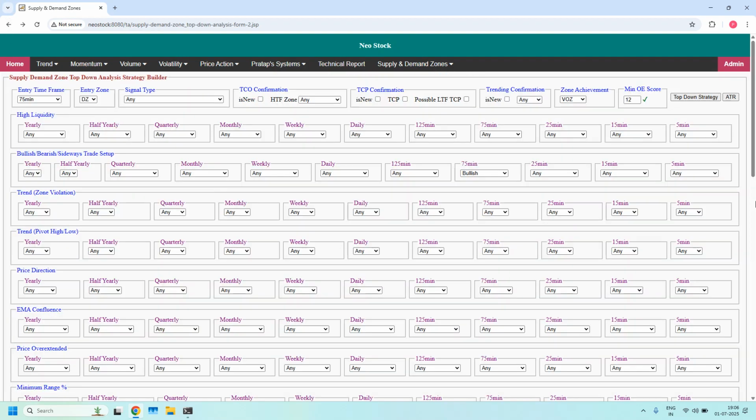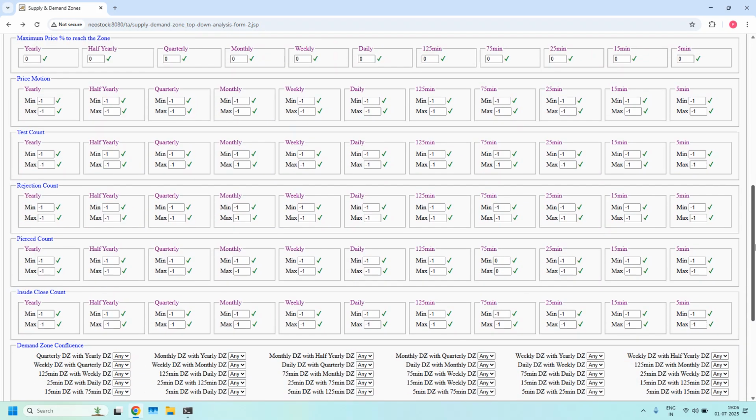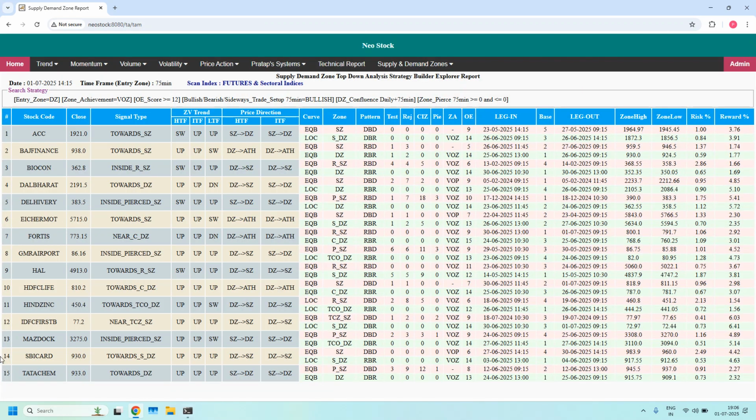First filter is 75 minutes and daily demand zone confluence, that is LTF and ITF demand zone confluence. I enabled the filter. After applying the filter on the 23 stocks, now the list has come down to 15 stocks. In all the 15 stocks, 75 minutes demand zones overlapped with daily demand zones. And also daily trend is ITF trend. Daily trend is uptrend in all these stocks.